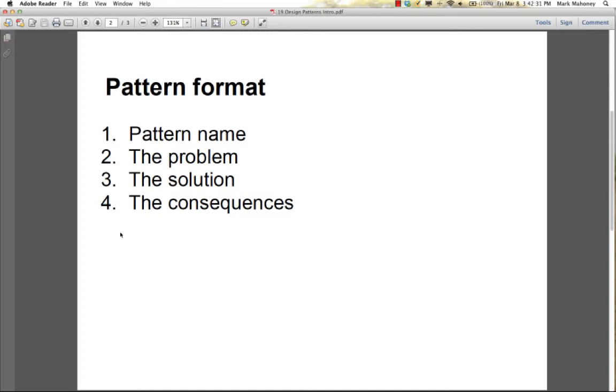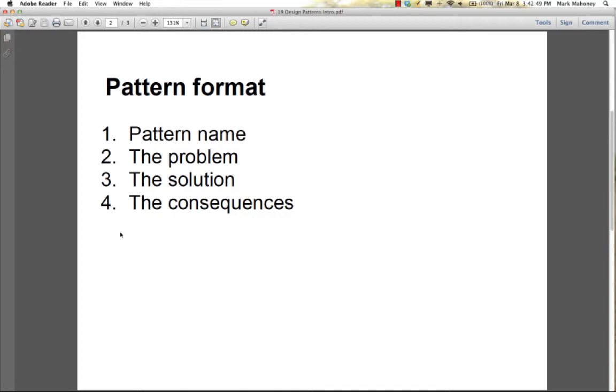Every pattern describes a problem. So it describes when to apply the pattern, explains the problem and the important context information. So for example, this is a solution to a problem, but it only affects multi-core architectures or something like that.